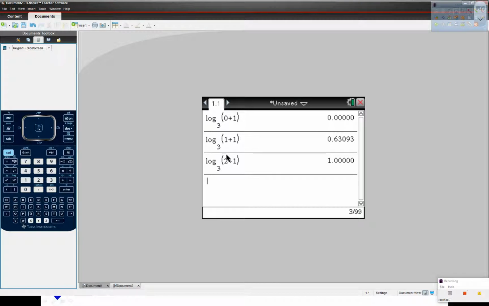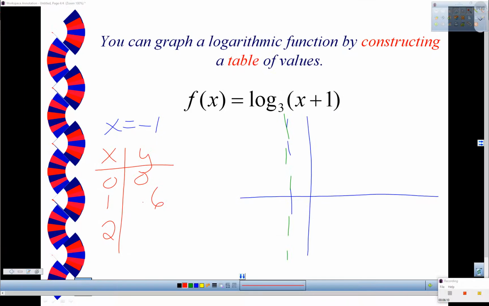So then I can graph this. So the first point is at 0, 0. The next point is at 1, 0.6, that's almost half. Okay. And then 2, 1. So remember what the shape of your log function looks like. So it has the asymptote through those points, and it's increasing slowly without bound. And so there will be the graph of that logarithmic function. Not too bad at all.